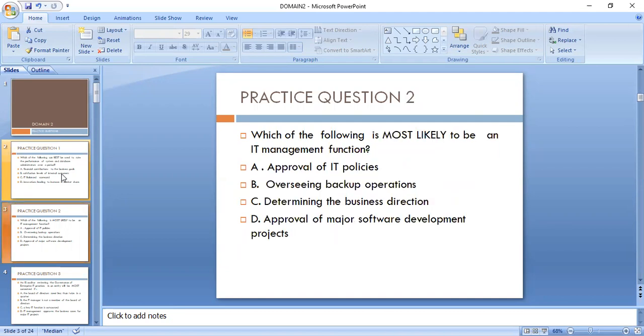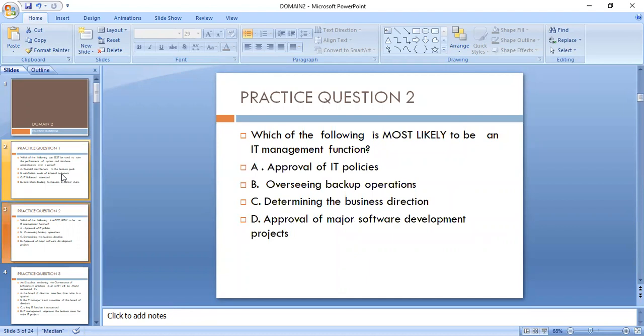Question 2. Which of the following is most likely to be an IT management function? A. Approval of IT policies. B. Overseeing backup operations. C. Determining the business direction. D. Approval of major software development projects. Now, this is the question bordering on COBIT.